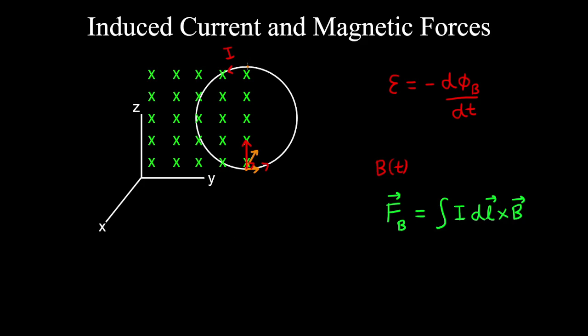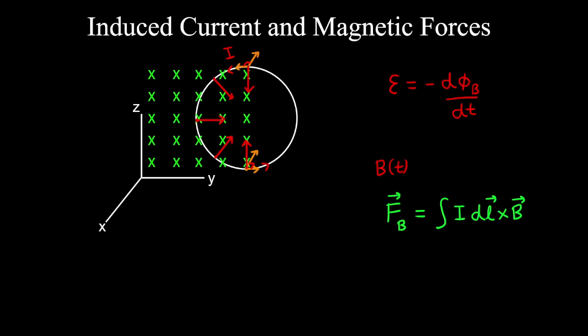And at the top, the differential length vector acts in this direction, and a magnetic field vector goes into the screen. So taking the cross product between dL and B, by the right hand rule, produces a magnetic force vector that points downwards. And by similar reasoning, you'll have a magnetic force pointing in this direction at this point, and at this point it'll point in this direction, and similarly at this point it will point in that direction.